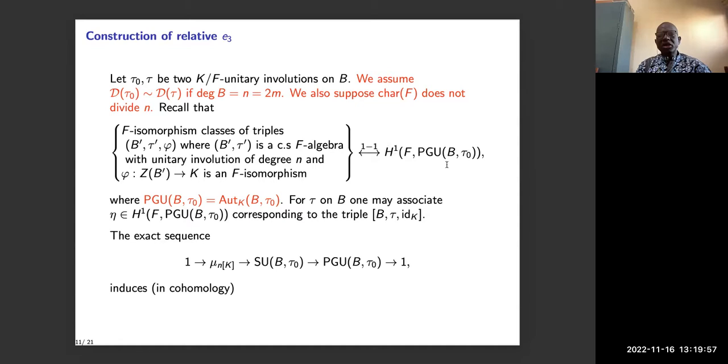Now, we recall that H1(F, PU(B, tau)) is in one-to-one correspondence with the F-isomorphism classes of triples (B', tau', phi), where phi is an identification of K with the center of B', and tau' is a unitary involution on B', and the degree of B' is the same as the degree of B. Then we have this one-to-one correspondence, where PU(B, tau) is just the group of automorphisms of (B, tau).